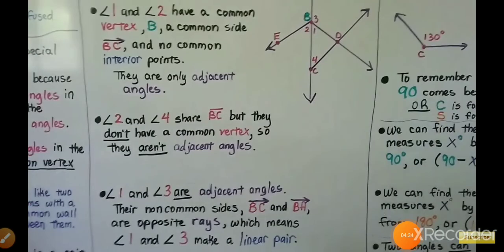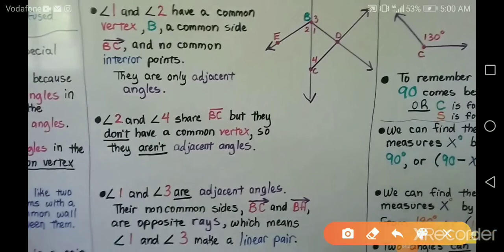Okay, I have here angle 1 and angle 3. Angle 1 and angle 3 are adjacent angles. Do you see their non-common sides? They are ray BC and ray BA. They are opposite rays, they go in different directions. So this means that angle 1 and angle 3 make a linear pair, right?